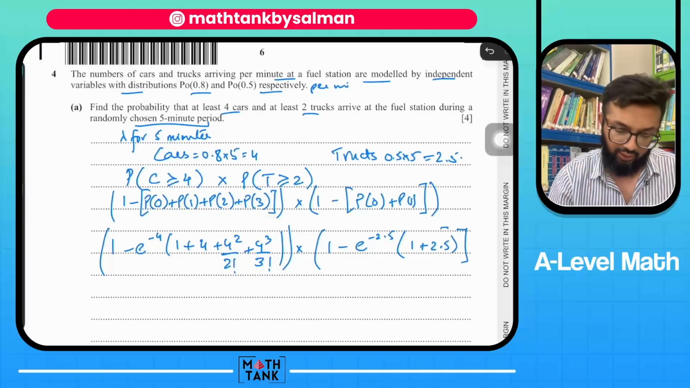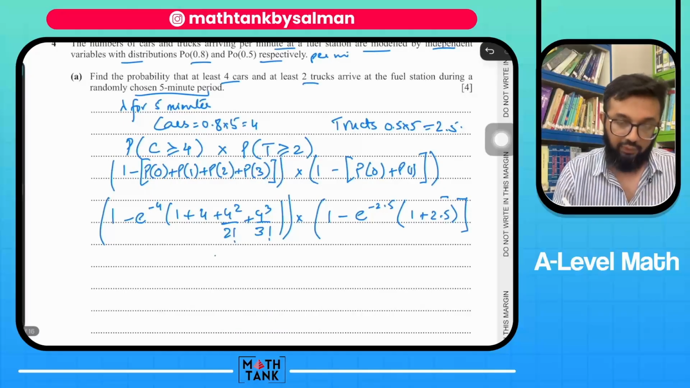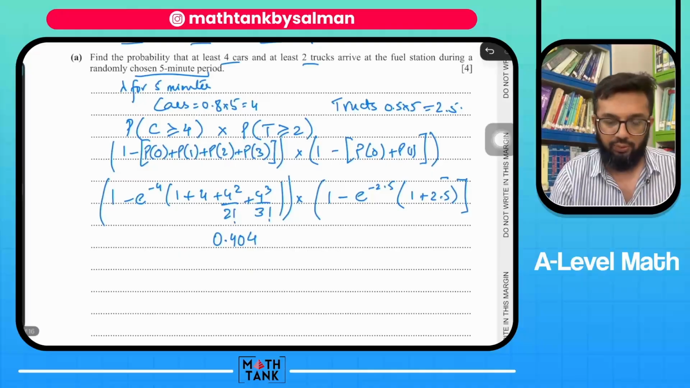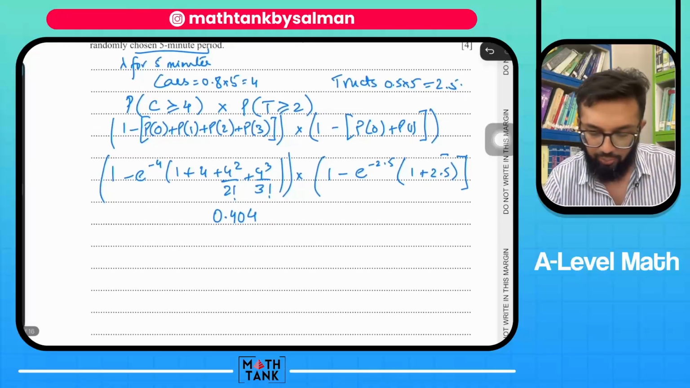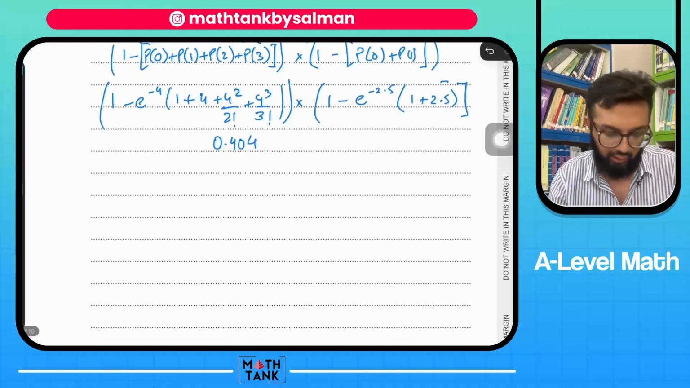So I'm going to put this all on a calculator right now. And my final answer comes out as 0.404. Okay, I hope that's the correct working and answer. Yeah. You can put everything on a calculator in one go and get your final answer.